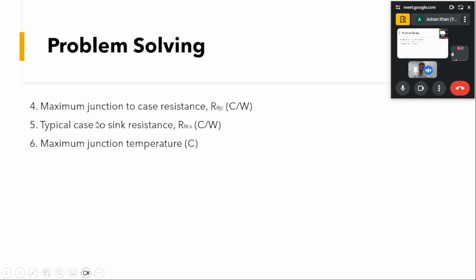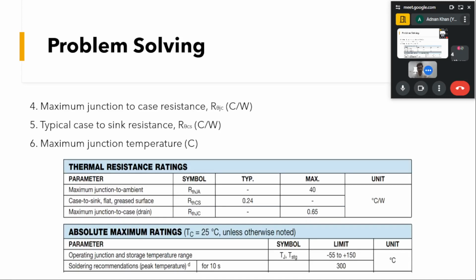So the next thing that we have to calculate is the maximum junction to case resistance, R theta JC, the typical case to sink resistance, and the maximum junction temperature. And as I told you, these things will be provided in the data sheet. You just have to look for it in the data sheet.